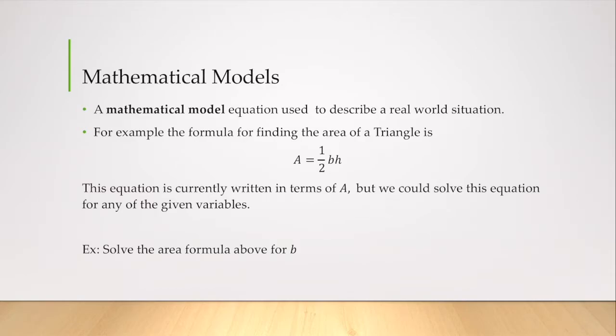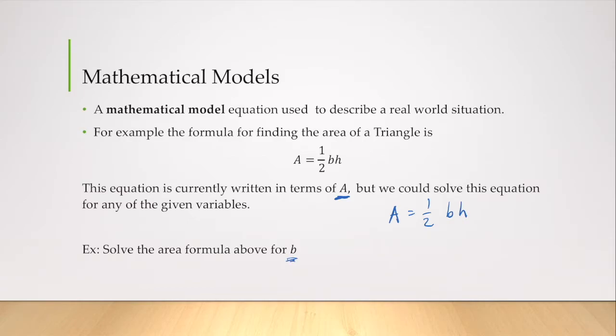So for example, the formula for finding the area of a triangle is A equals 1/2 times B times H, where B is the base and H is the height. The equation is currently given in terms of A, which is area, right? But we could solve this equation for any of the given variables. Why don't we go ahead and solve this equation for B, meaning we want to isolate B.